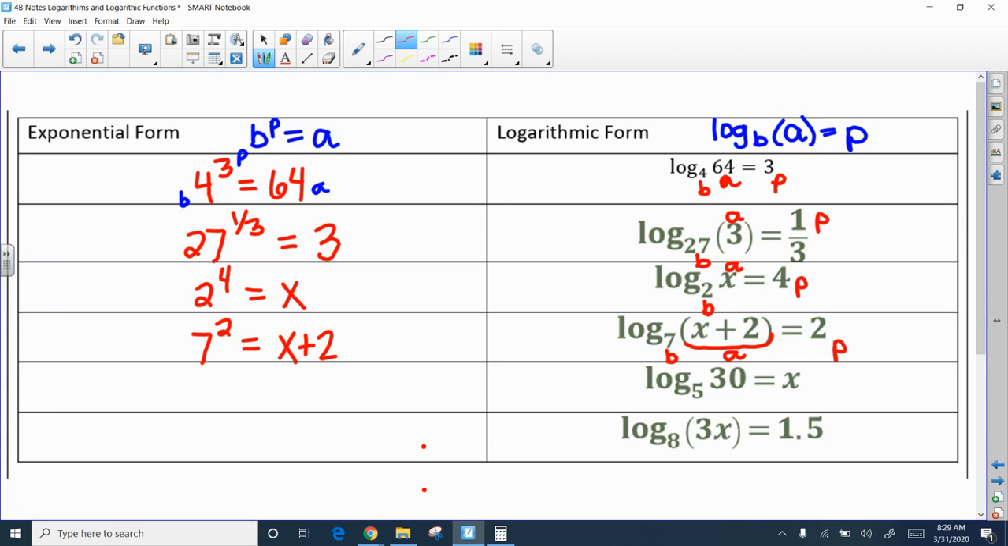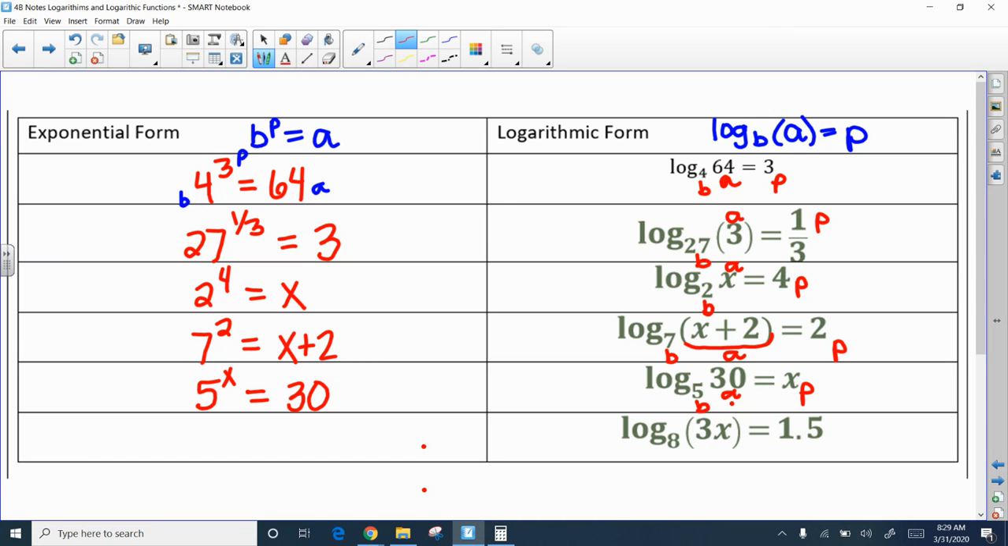All right, 2 more. Next one is log base 5 of 30 equals x. So on this one, log base 5, so the b is 5, the 30 is a, and the other side of the equal sign is p. So log base b of a equals p. So when we change it into exponential, b to the p power is going to be 5 to the x power equals a, so equals 30.